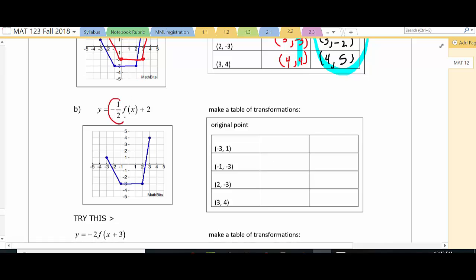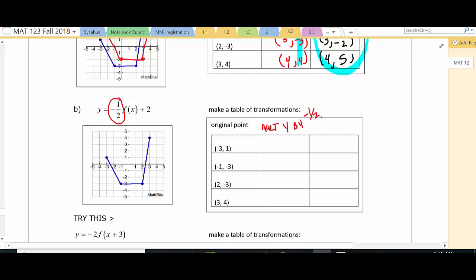Do you know what the -1/2 does? It's outside the function, and it's multiply, right? So what does it do? Does it multiply y by -1/2 or x? That's the key. Y. Anytime you're outside the function, it's affecting y. So what I want you to write on your table is multiply y by -1/2. That's how you got to start.